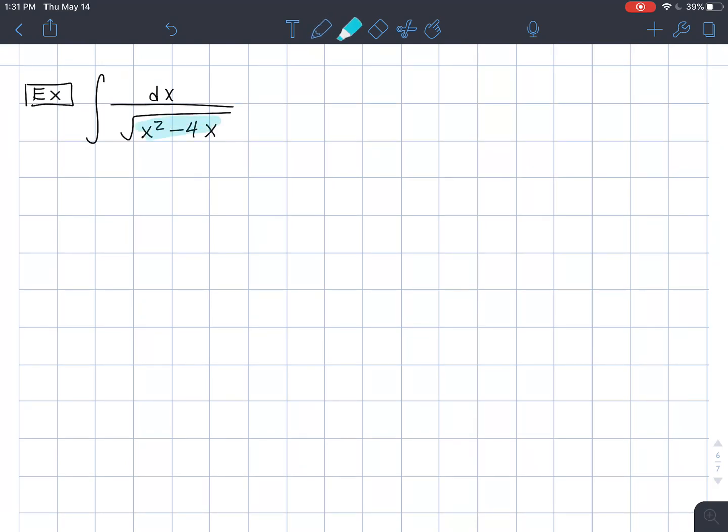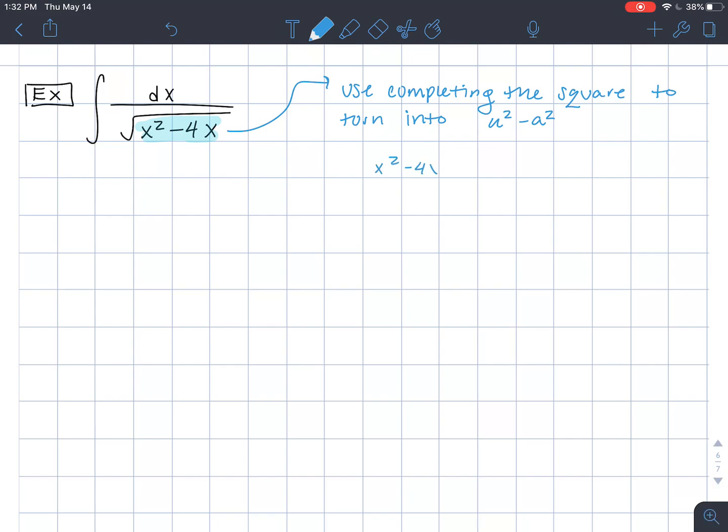So this means we've got to rewrite this. We're going to use completing the square to turn this into what we call u squared minus a squared form. So you only want the variable in one spot. I like to complete the square by taking whatever I have and setting it equal to 0. And I put the blanks there to help me figure out that I have to add it on both sides.